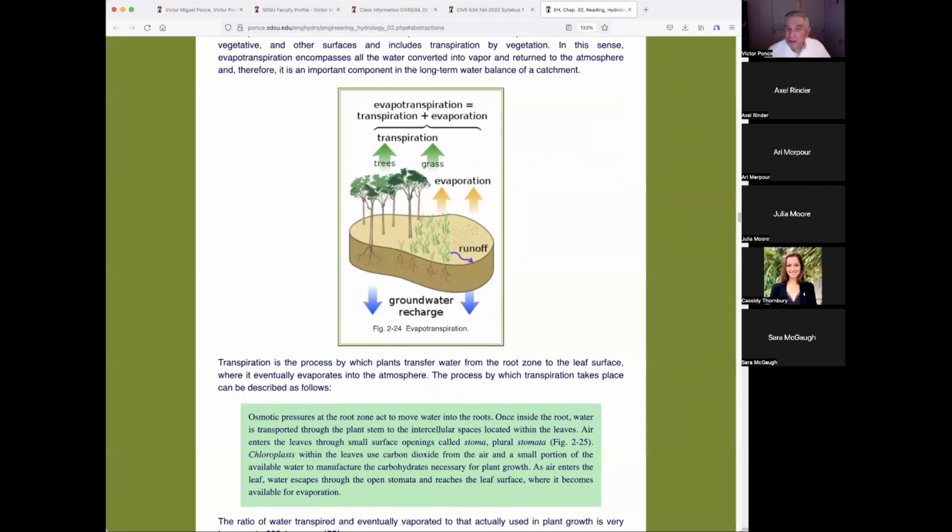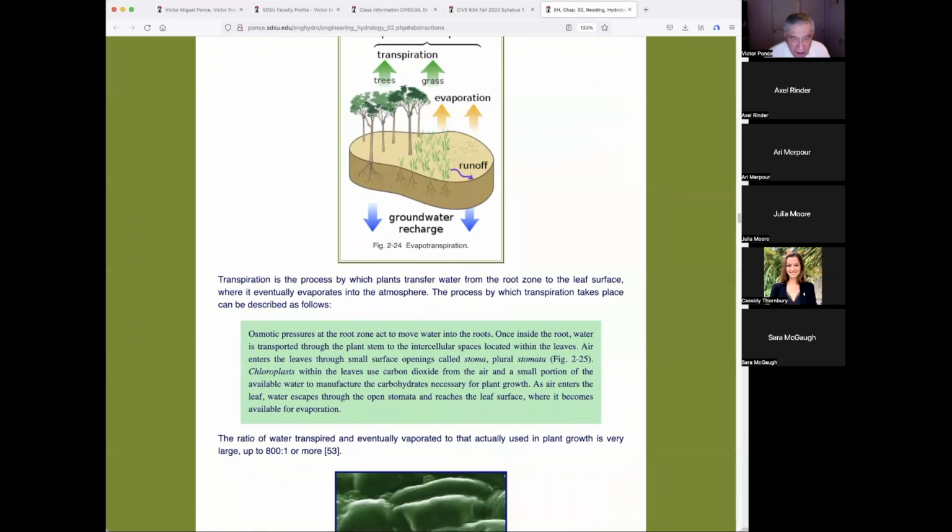Now, transpiration, though, is the process by which plants transfer water from the root zone to the leaf surface, where it eventually evaporates into the atmosphere. I have a couple of minutes in here. The process by which transpiration takes place can be described as follows. And I'm going to have you read this green box in here. It has to do with plant physiology. So as you can see, a lot of the stuff we do in evaporation gets into plant physiology. We are typically not experts on plant physiology, certainly not. Very far from that. But yet we've got to at least physically or chemically understand the process.